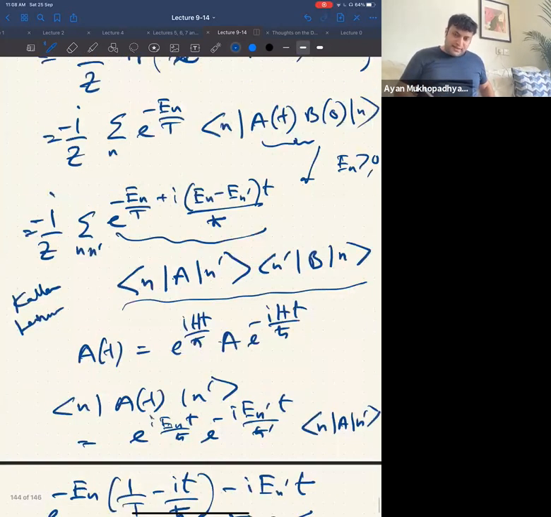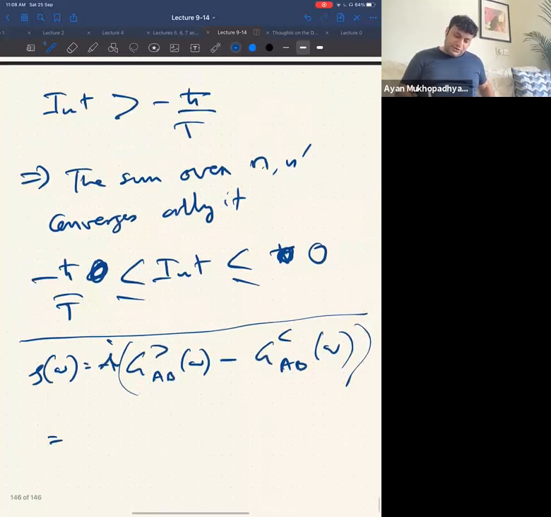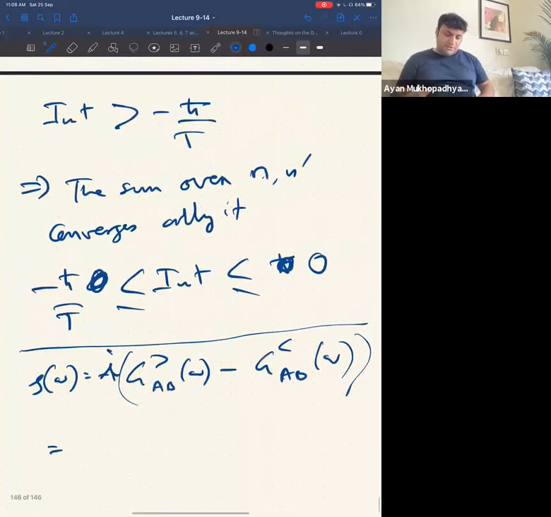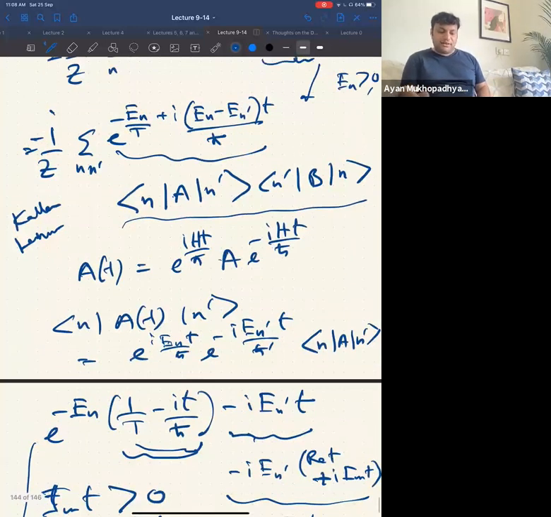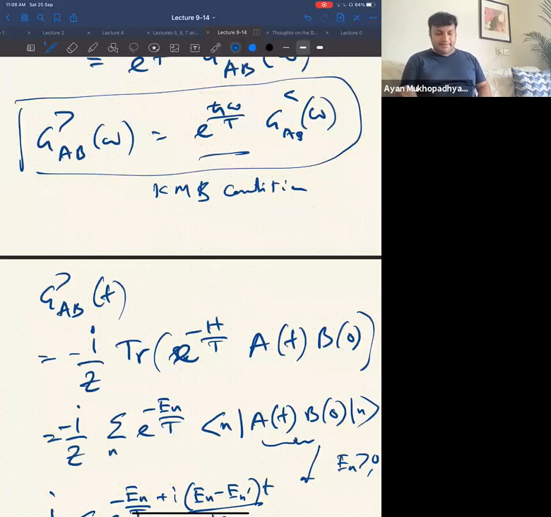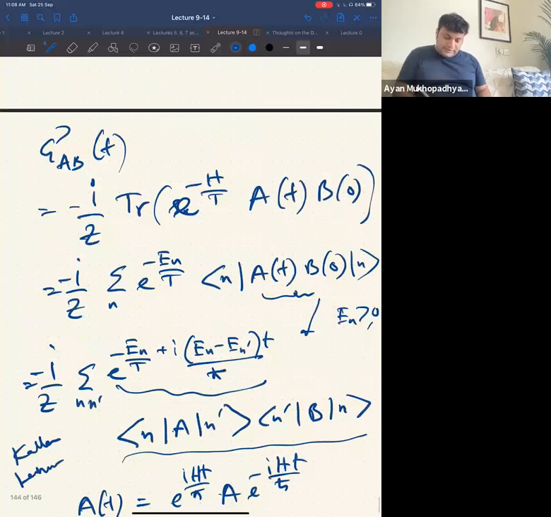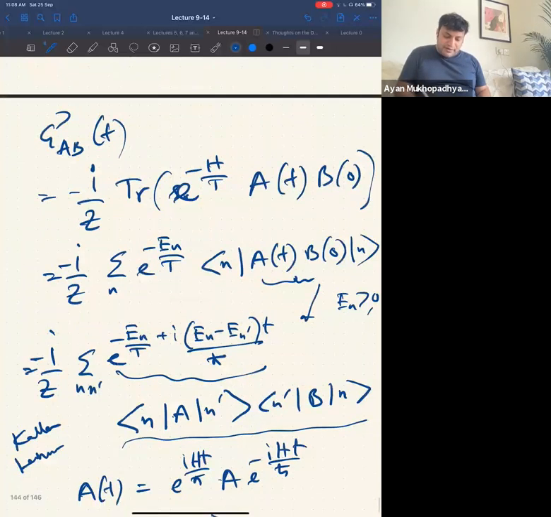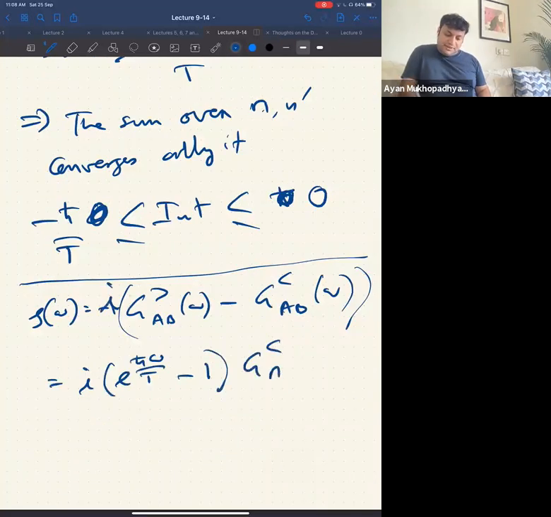Okay, so then rho of omega is i times G greater minus G less. But we just showed that G greater, what did we show just some time ago? That G greater AB omega is e to the power h bar omega by T times G less, right? So this is nothing but i times e to the power h bar omega by T minus 1 times G less AB omega by the KMS condition, right?